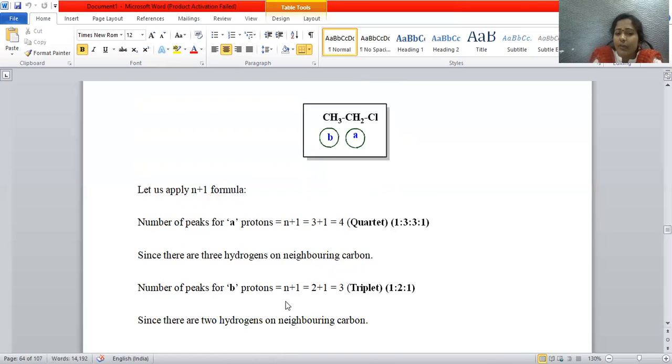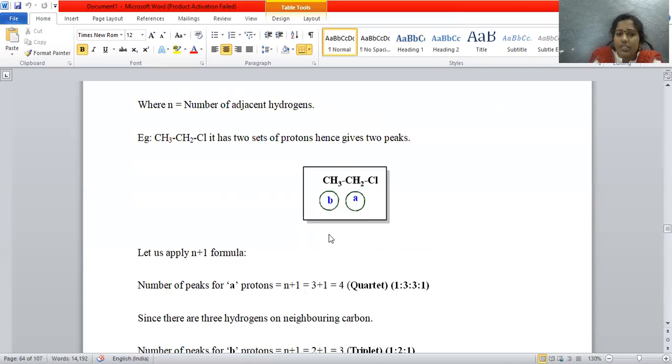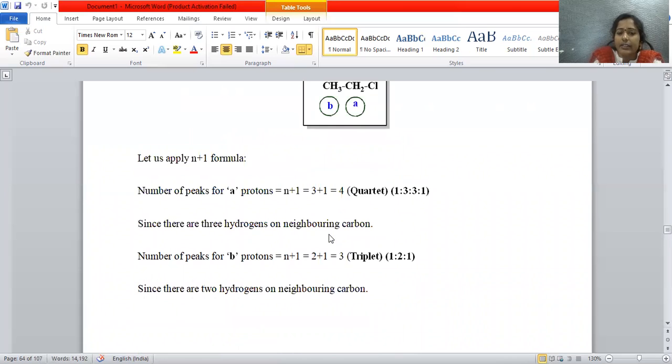Now let us go with set B. For set B, we apply the formula n+1. The neighboring protons are 2, so 2+1 becomes 3. So the number of possible peaks is 3. A triplet will appear, and the peak intensity ratio will be 1:2:1. Being a carbon having 2 hydrogens, you will get a triplet for the B set of protons and a quartet for the A set of protons. This is for ethyl chloride.